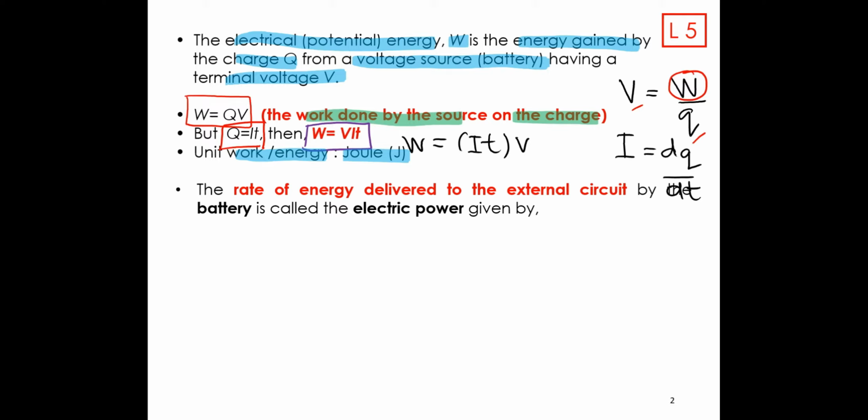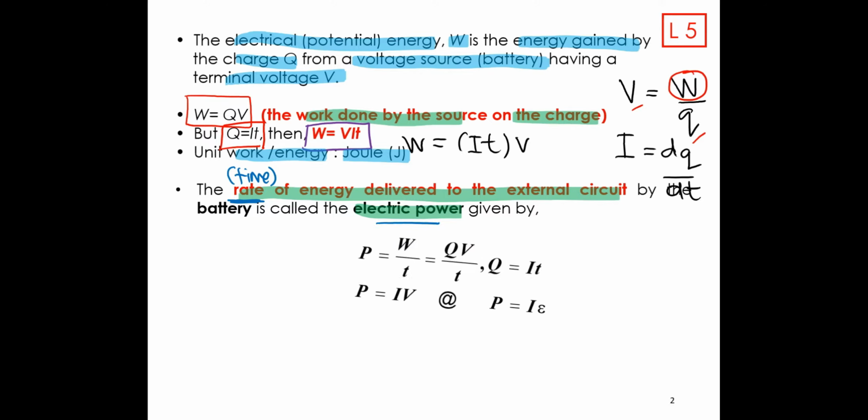Rate of energy delivered to the external circuit by the battery is called electric power. Rate refers to time. So energy over time delivered to the external circuit we call electric power, and it is represented with this equation.